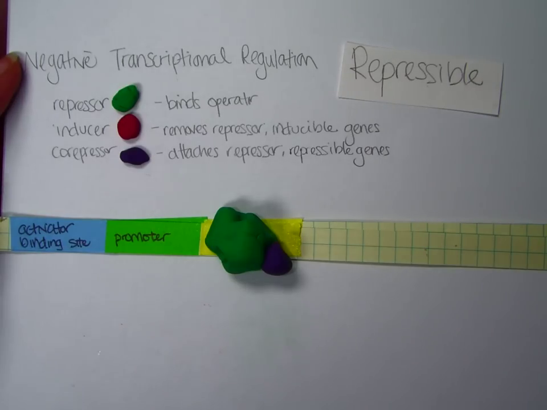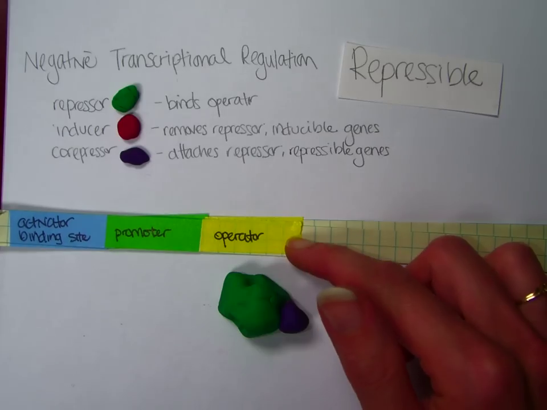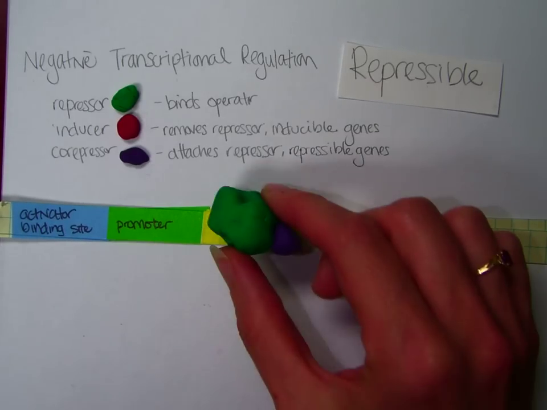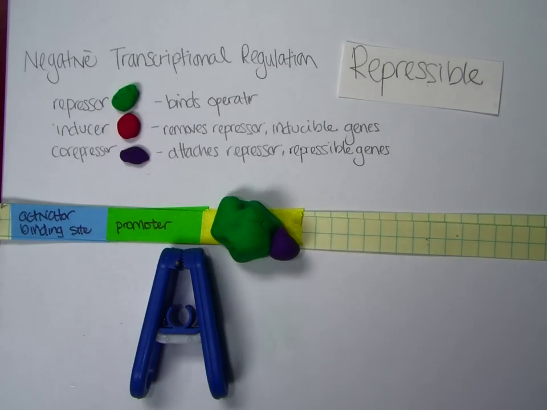So negative transcriptional regulation involves the binding of a repressor to the operator sequence in the DNA, and when the repressor is on the operator sequence, RNA polymerase binding is decreased, and RNA polymerase, if it can bind, is prevented from transcription.